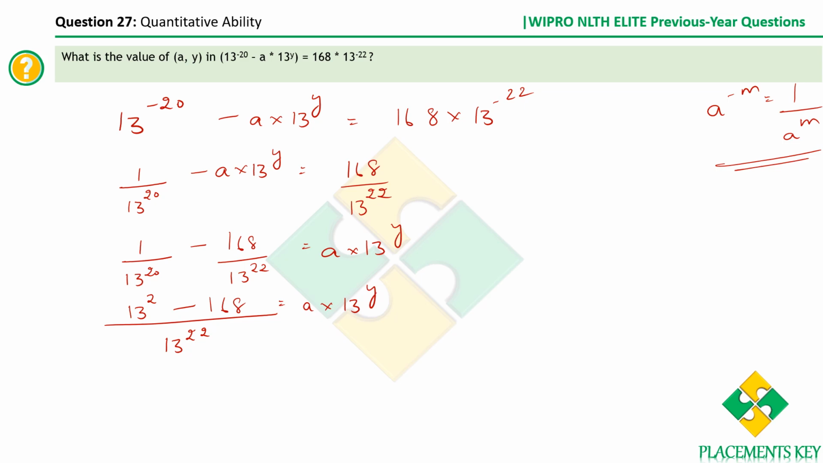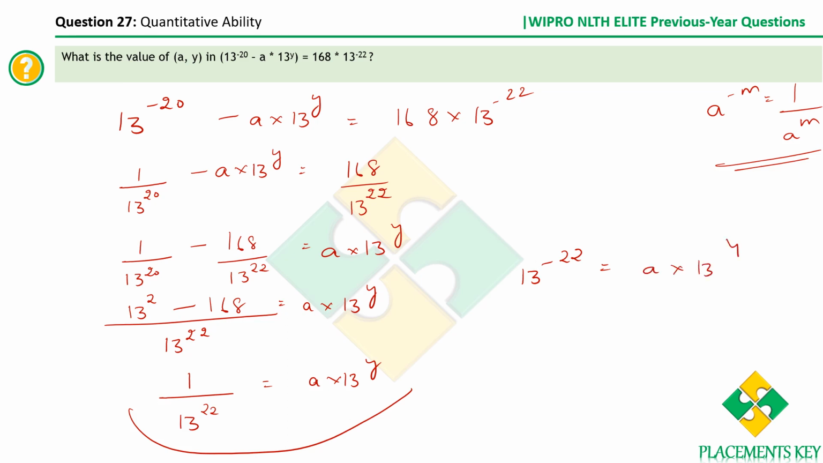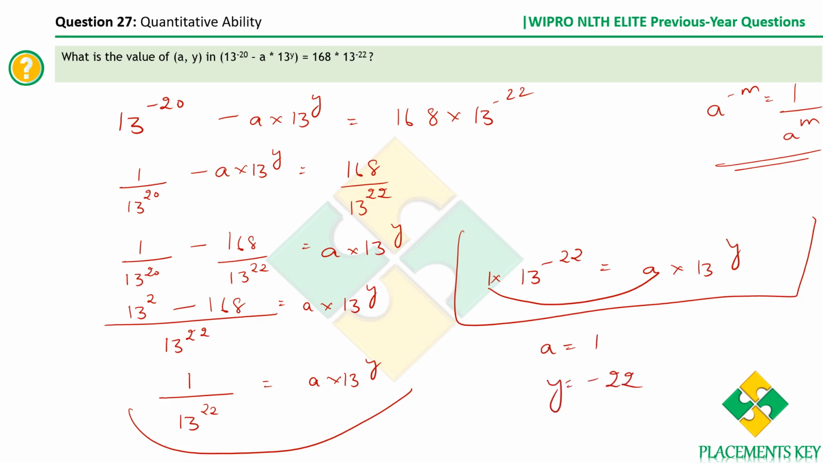So what do you get? 13 square is 169 minus 168 is 1. 1 by 13 power 22 is equal to a into 13 power y. Let me write this as 13 power minus 22. So 13 power minus 22 is equal to a into 13 power y. On comparing these two, what do we get? We get a value is equal to 1, and y value is equal to minus 22. Is that clear? We have written 1 by 13 power 22 as 1 into 13 power minus 22. So a is 1 on comparison and y is minus 22. That should be the answer.